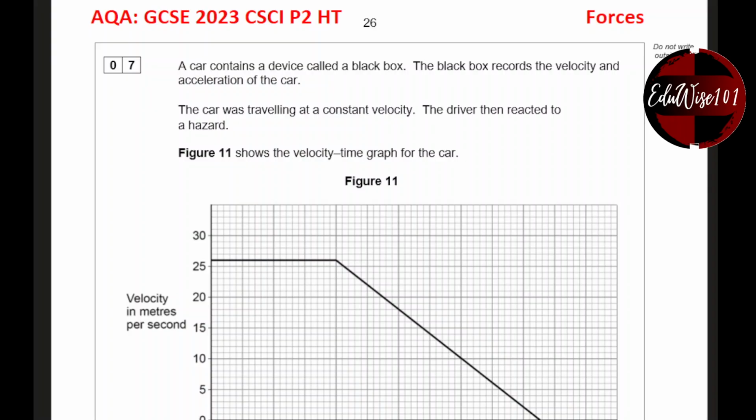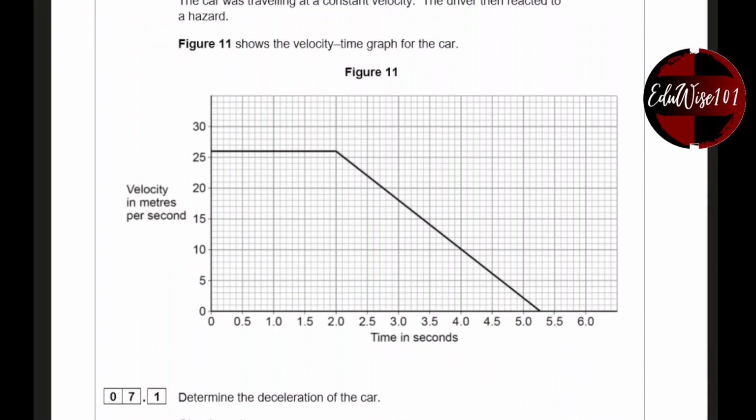In this video, I'm going to go through the AQA 2023 Combined Science Physics Paper 2 Higher Tier. Question number 7, which is on forces. A car contains a device called a black box. The black box records the velocity and acceleration of the car. The car was traveling at a constant velocity. The driver then reacted to a hazard. Figure 11 shows the velocity time graph for the car.